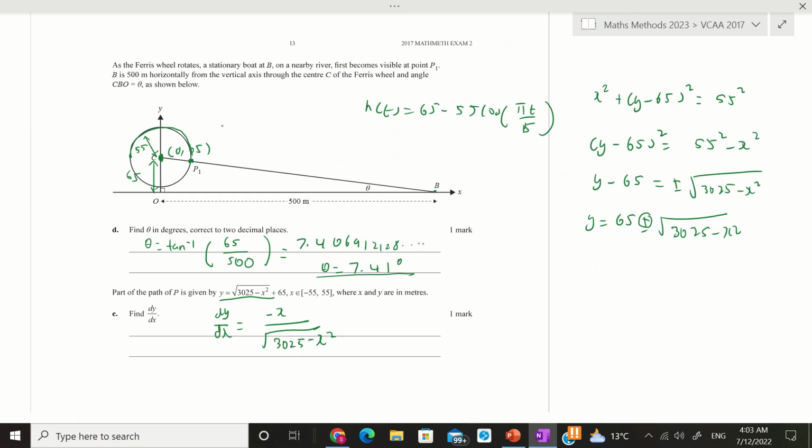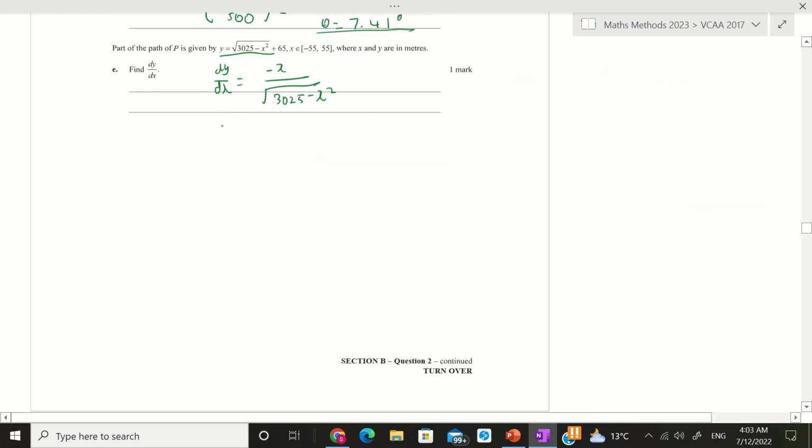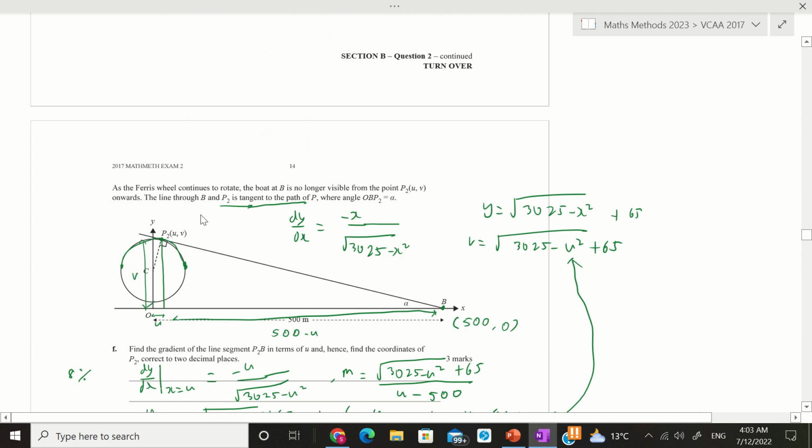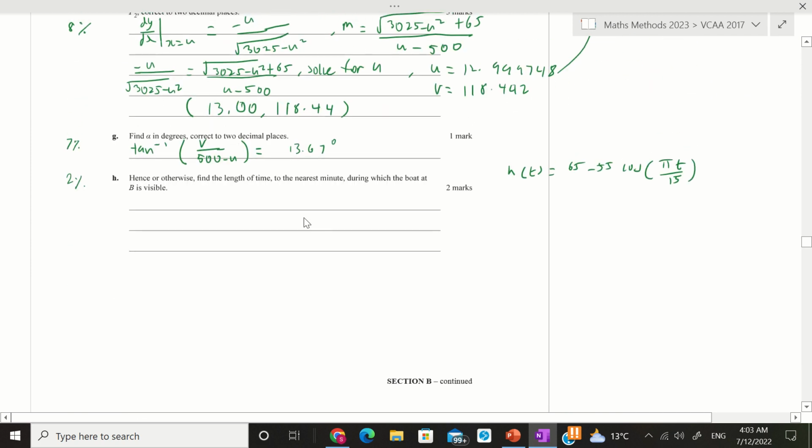So P1, let's just call the coordinates of P1, let's give it a random set of coordinates. Let's say it's S and N, right? And obviously P2 is U and V, right? So what do we see here?